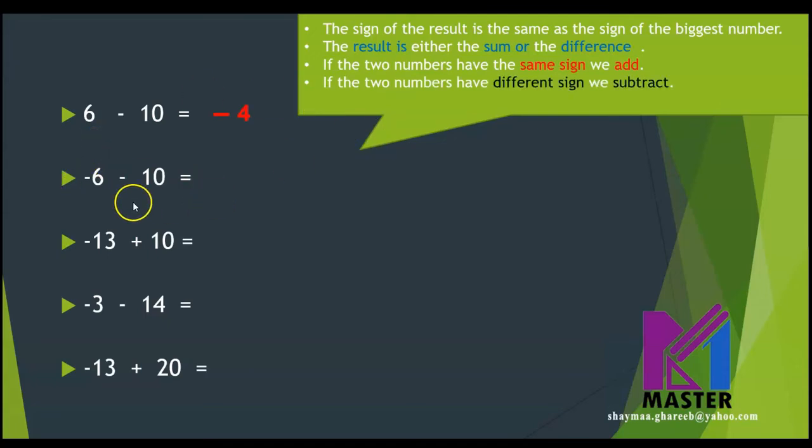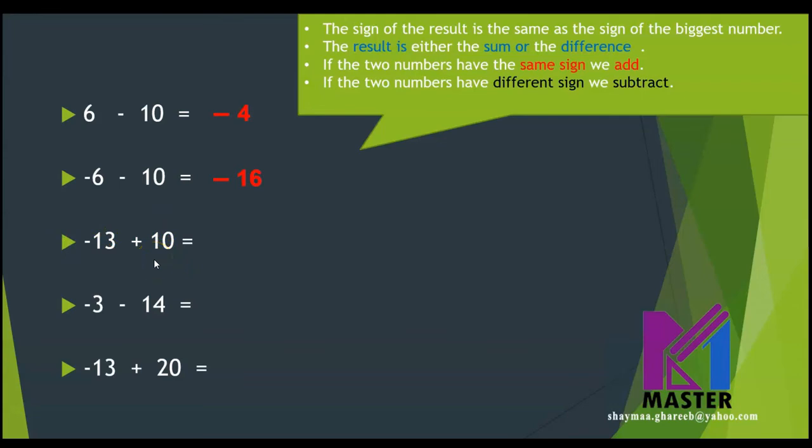What about the second one? Both numbers have the same sign, negative 6 minus 10. So both numbers are negative numbers. Okay, then they have the same sign, which means we are going to add: 6 plus 10 equals 16. Positive or negative according to the biggest number. The biggest number here is 10, which has negative sign, so it will be negative 16. Is this clear? Negative 13 plus 10, both have different sign, negative and positive.